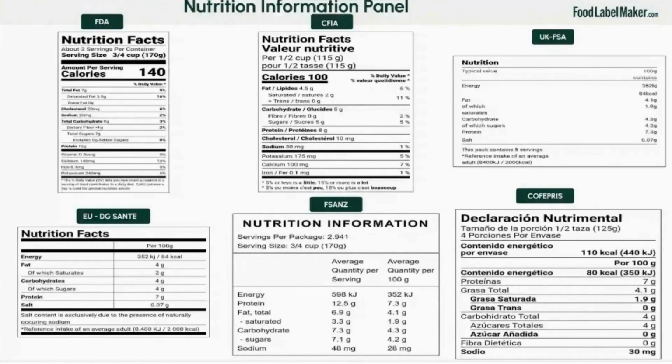When it comes to the percentage daily value, the US and Canada both use the percentage daily value based on a 2,000 calorie diet, with Canada also requiring a bilingual declaration in English and French. The EU and UK use the percentage reference intake, which is voluntary but commonly displayed on labels. And lastly, Australia and New Zealand use the percentage daily intake, which is based on average adult requirements, and COFEPRIS uses the percentage VDR, and both of these systems are voluntary, as you can see.